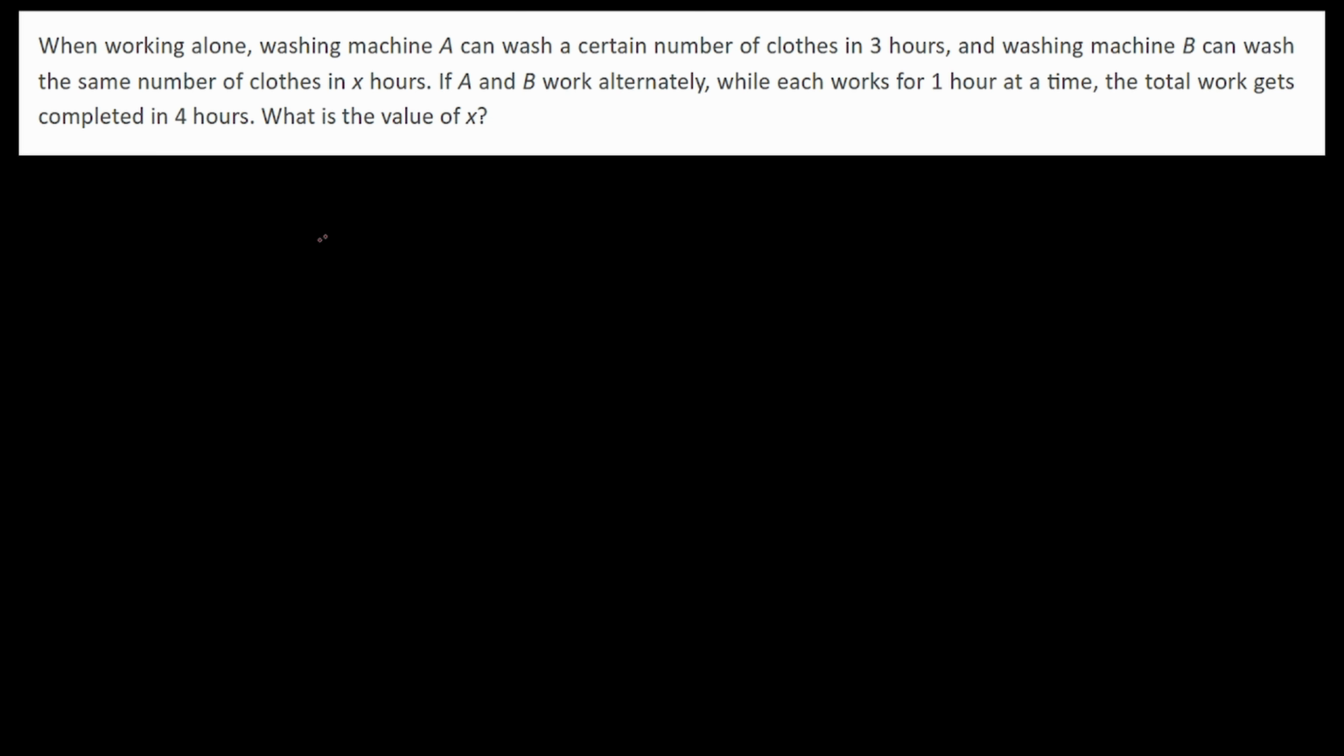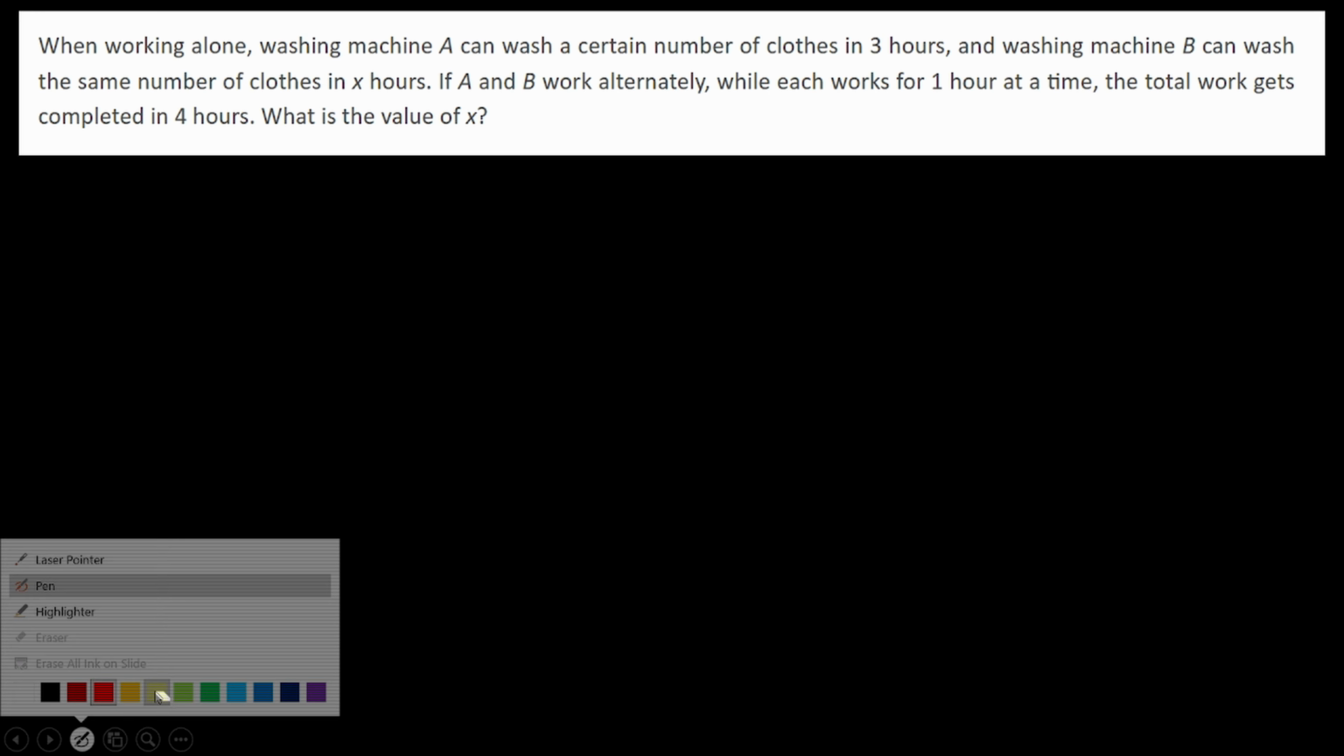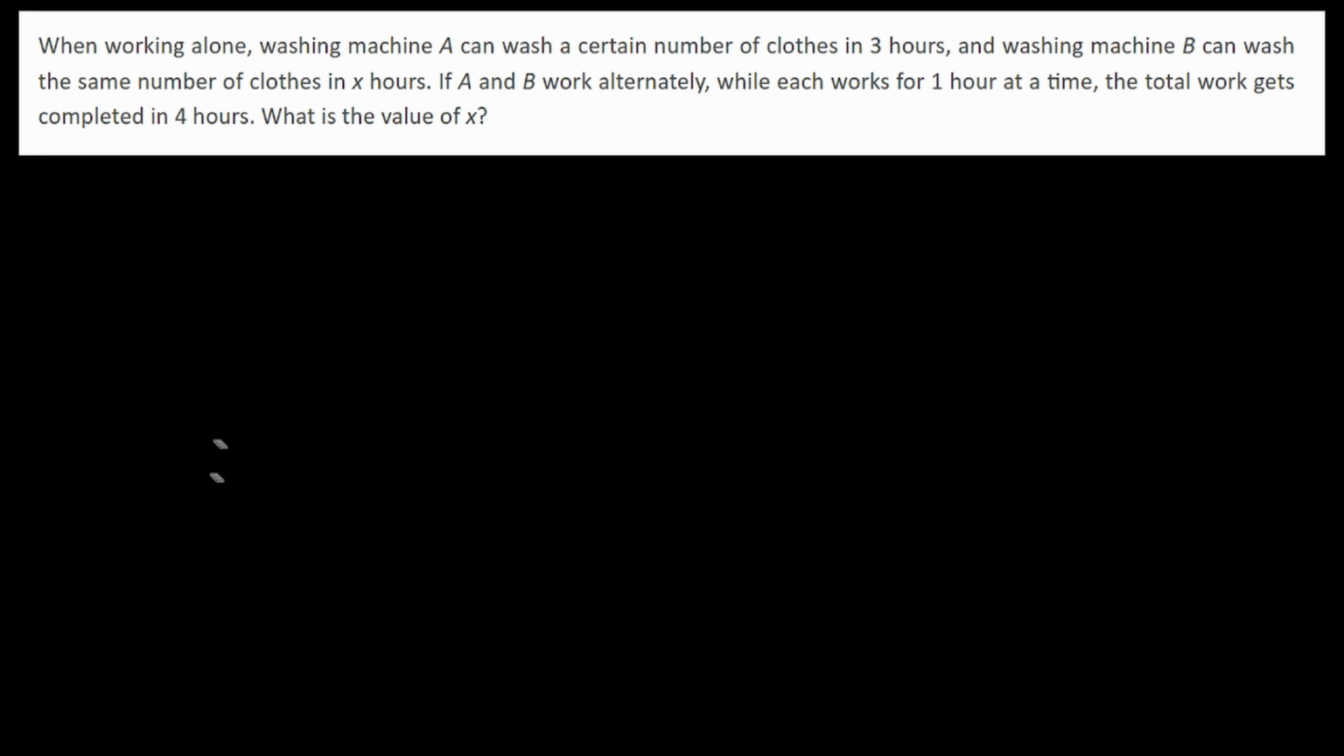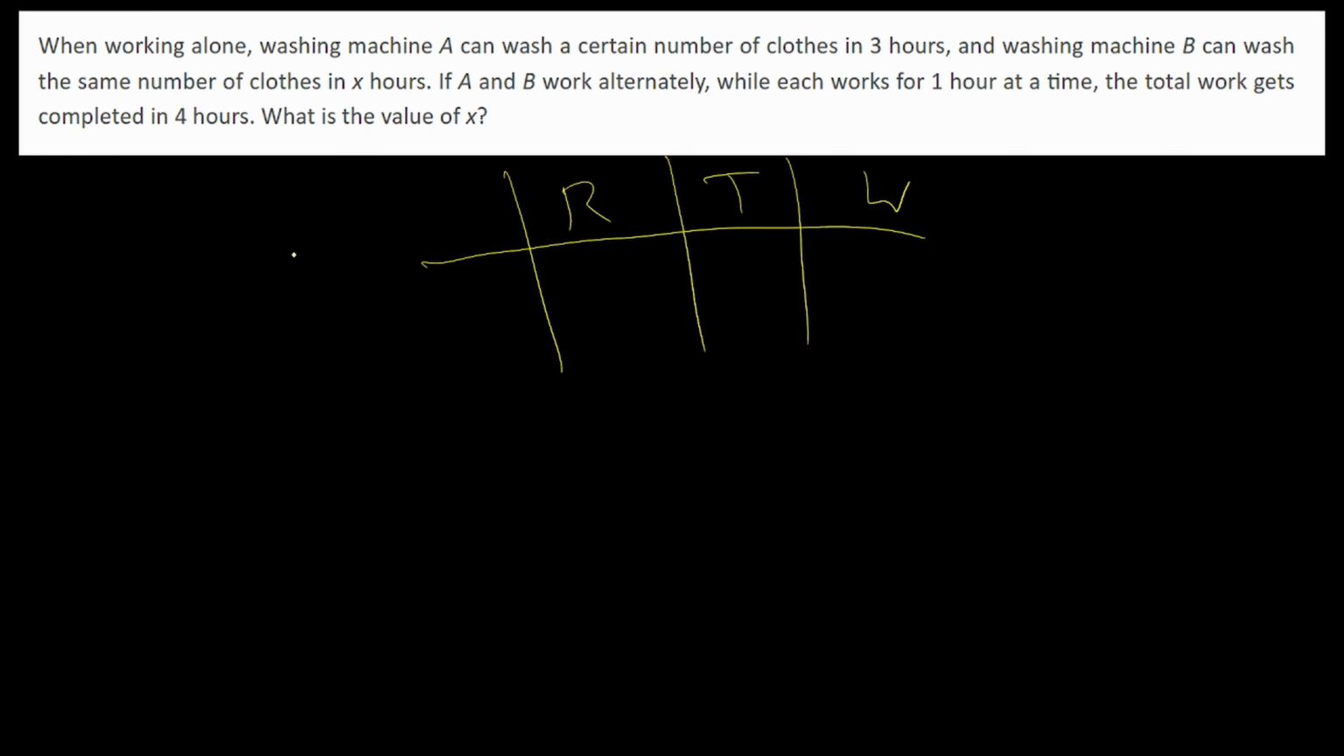Okay guys, so now let's talk about this. The above question is your individual method. Now the same approach, RTW, when I told you about the individual method. When working alone, washing machine A can wash the number of clothes in 3 hours, and B can wash the number of clothes in X hours.